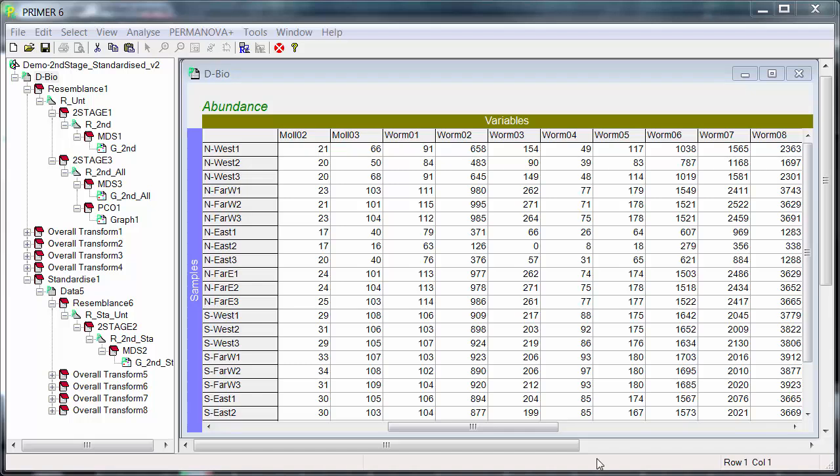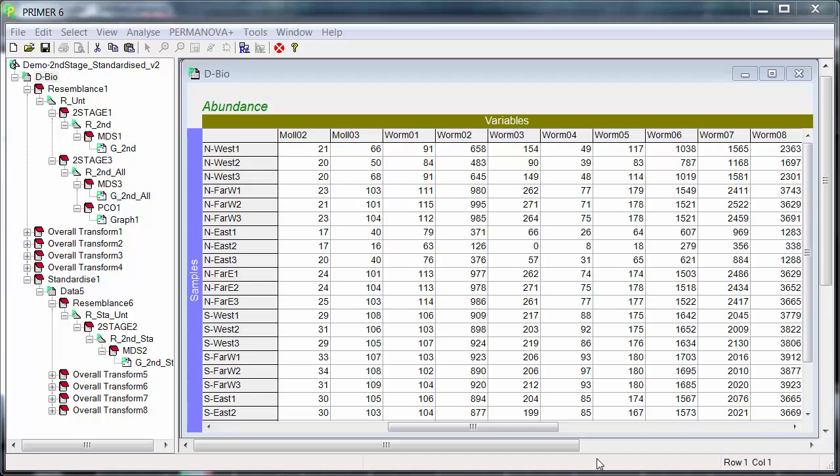There has been some discussion of the effects of transformation on raw data and on standardized data. And there's a suggestion that the effect of transformation on standardized data is less than on raw data. In other words, once the data has been standardized, there's not a great deal of effect of either square root, fourth root, or log on the actual outcome of things such as ordination.